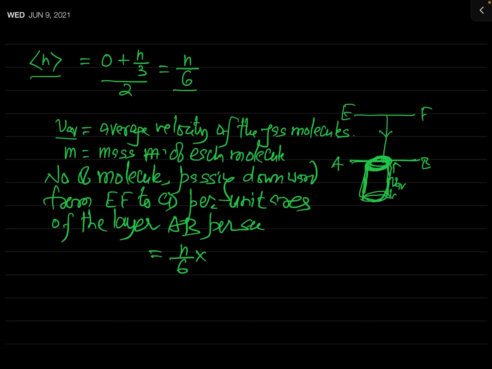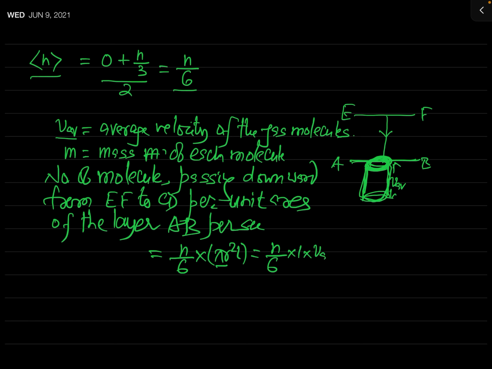What will be the volume of the cylinder? You know the volume of a cylinder is pi r square L. I am just writing this formula for your convenience. But as our assumption is that the area of cross section of this cylinder is 1, because we have assumed the unit area of the layer AB, this pi r square is equal to 1 and L is equal to V average.